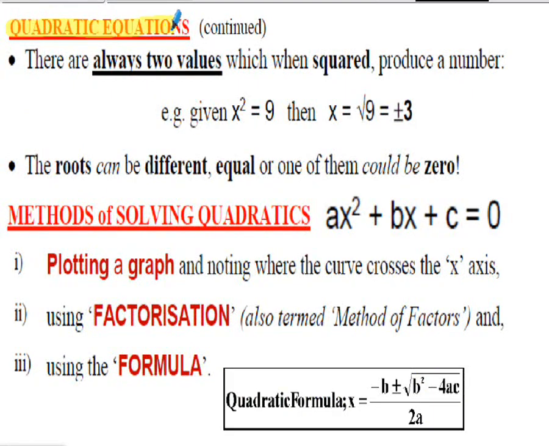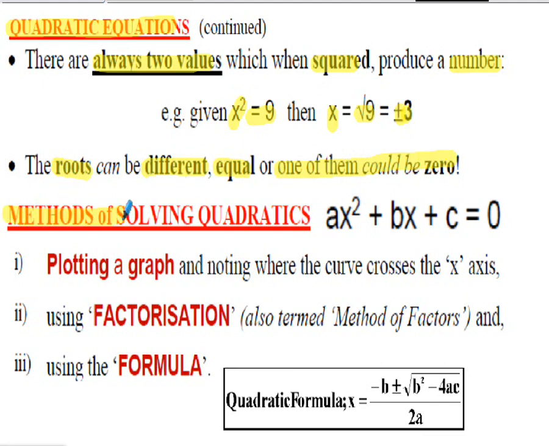Quadratic equations continued. There are always two values which when squared produce a number. So for example, if we're given x squared is equal to 9 and we want to solve for x, we square root both sides so that x is equal to the square root of 9. When we calculate the square root of 9, we get two solutions. That's a positive and negative 3. In other words, positive 3 multiplied by positive 3 is positive 9, but also negative 3 multiplied by negative 3 is positive 9. So when we're solving quadratic type equations, x squared equations, the roots can be different, as shown above, the positive and negative 3. The roots can be equal, or one of the roots could be 0.